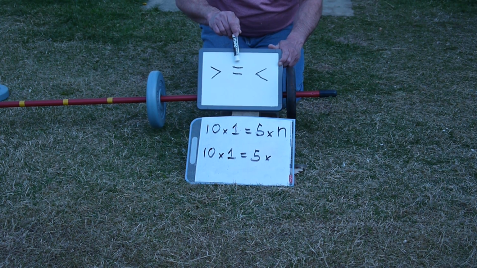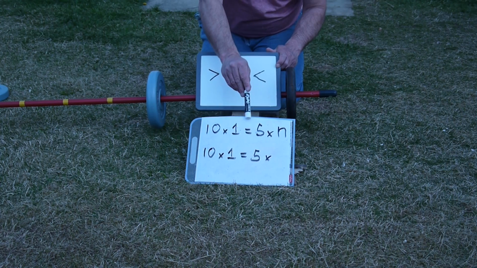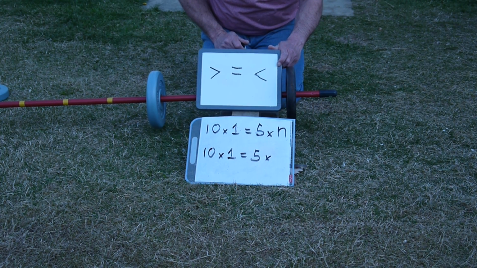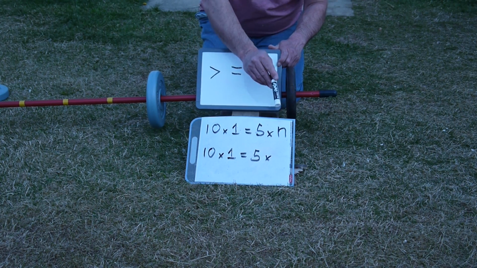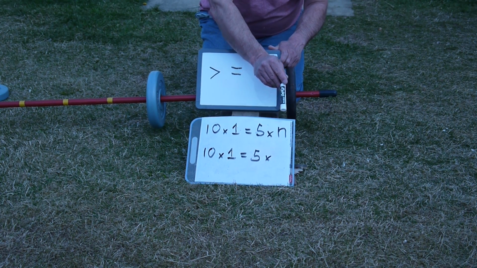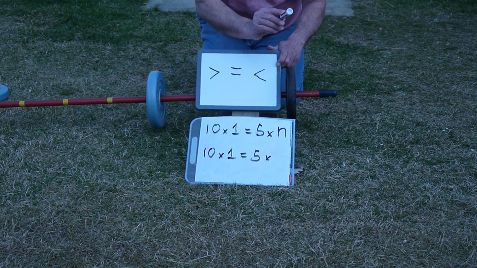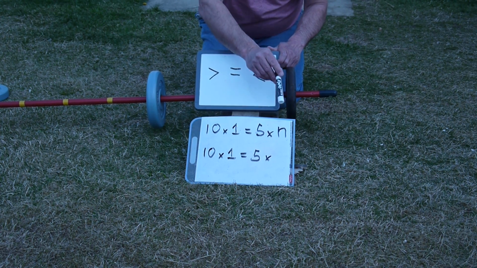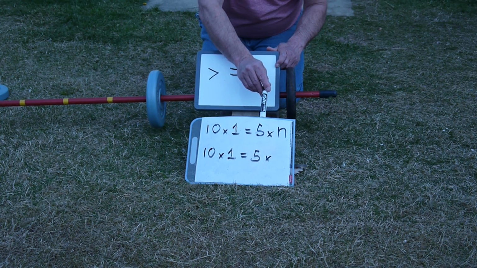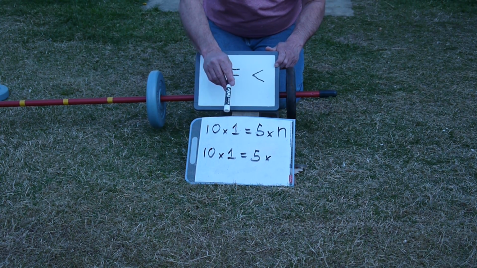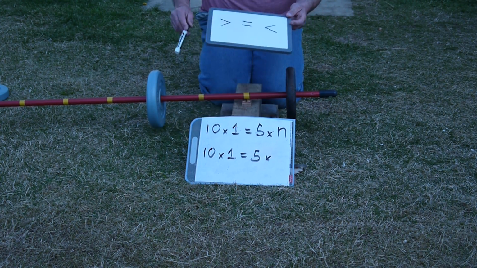I'm trying to find the balance point. That's what it's asking me. How do I make this balance? How do I make it equal? So let's try 2. I knew you knew that already, but I had to show you the alternatives. 2 times 5 is 10. 10 times 1 is 10. So we are in balance.